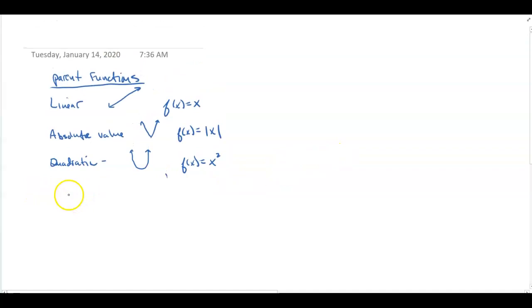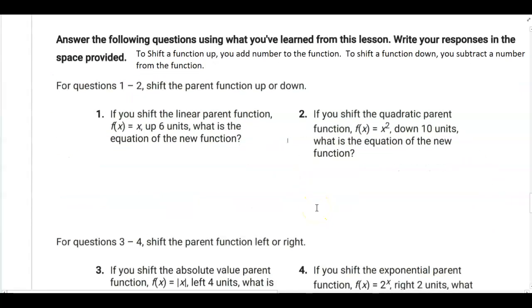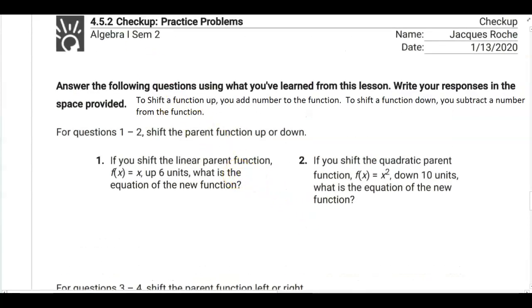Okay, and then the last one is exponential. And when we have an exponential function, you have exponential growth, and then you have exponential decay. So when we look at these, all the things we do with the inputs and outputs all relate to the transformations themselves. So here it says, answer the following questions about what you learned from the lesson. Write your responses in the space provided.